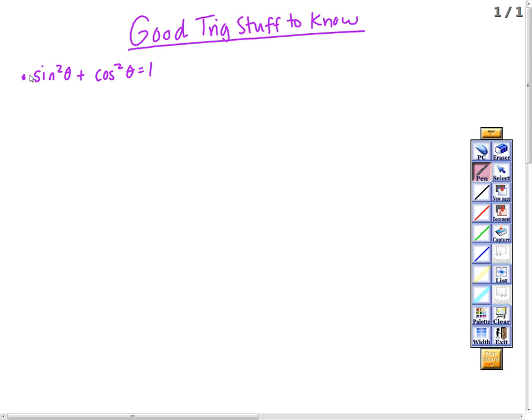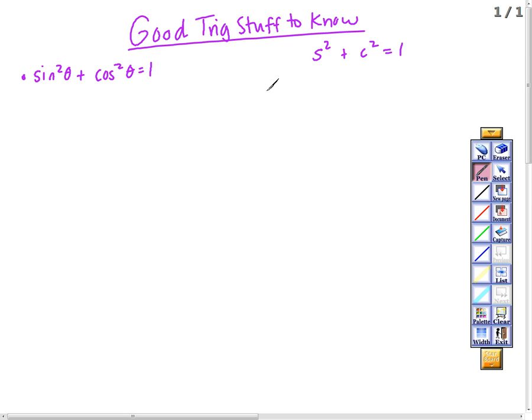You need to commit that to memory. Okay, I'm going to use it all the time. Now there are two other ones that look very similar. I don't know them, but it takes me just a second to find them. If I memorize something, I've told y'all I screw it up.